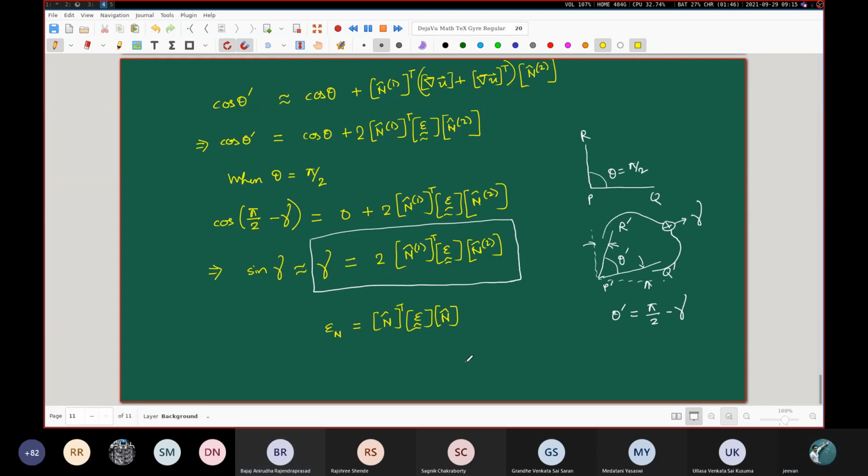Does anyone want to say something at this point? So am I audible, sir? Yes. So actually, I want to ask one thing. While solving the questions, epsilon n or epsilon means sine gamma, we will calculate. Then we will get a magnitude, no? Yes, you will get an answer.